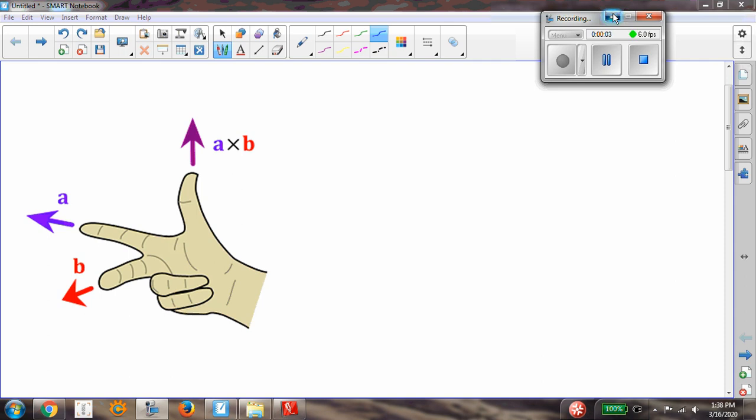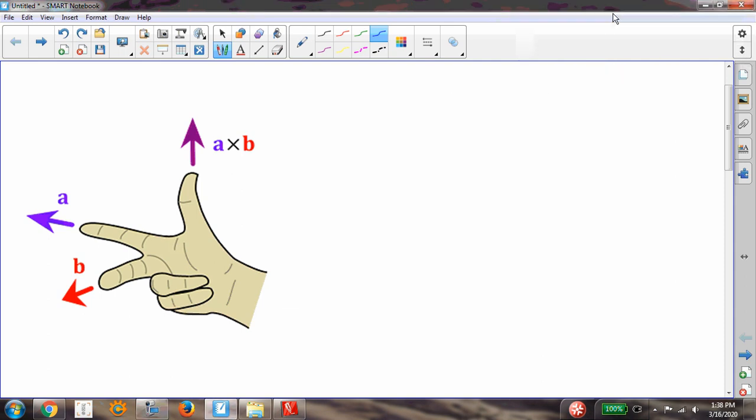Okay, good afternoon. I want to spend a little bit of time talking about the right-hand rule because the right-hand rule comes up a lot in Chapter 5. In fact, there are 3 separate applications, and I want to go over each of those applications.